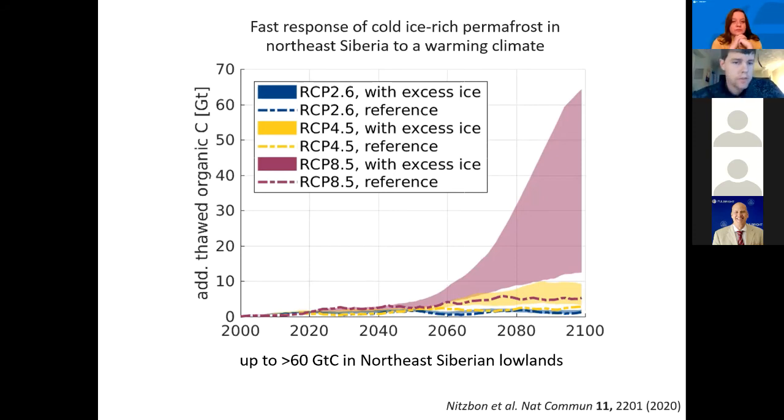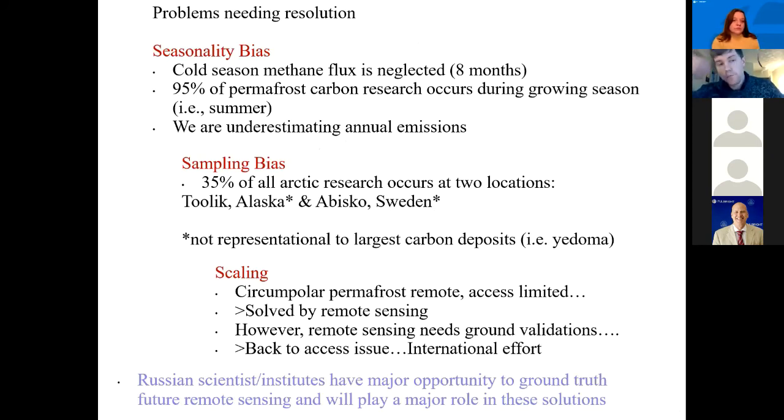And so there are 3 major problems right now. One is the seasonality bias. I was kind of shocked over the last 4 years to learn that barely anyone is measuring during the winter season because of how cold and dark and expensive it is. And, you know, people don't want to go out there when it's minus 30 Celsius. But we have, and we find that the emissions are very high. And so 95% of the permafrost carbon research occurs during summer, and we're underestimating annual emissions because of that.